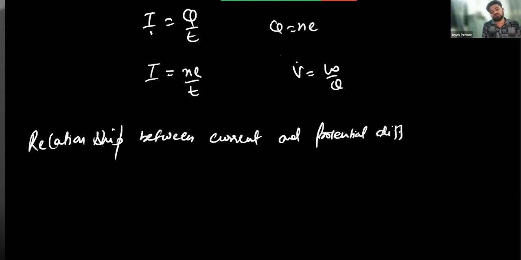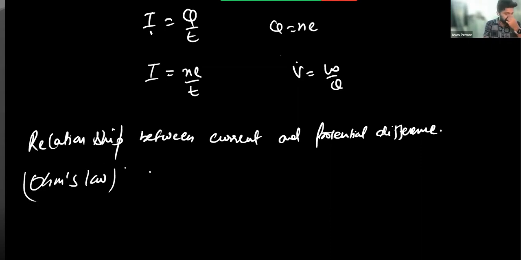Potential difference. Okay. So if I talk about current and potential difference, it is given by Ohm's law. Ohm's law gives the relationship between electric current and potential difference. And what does it say?